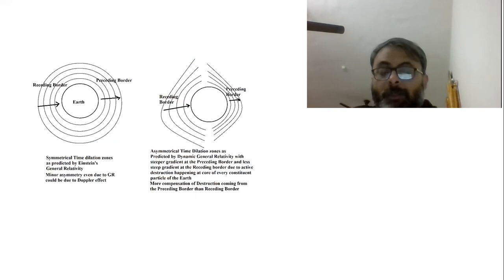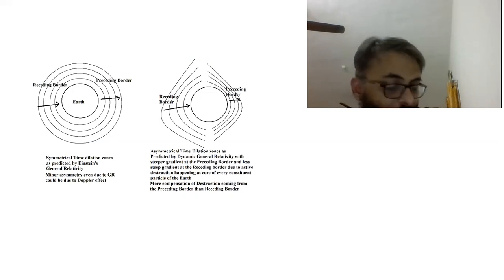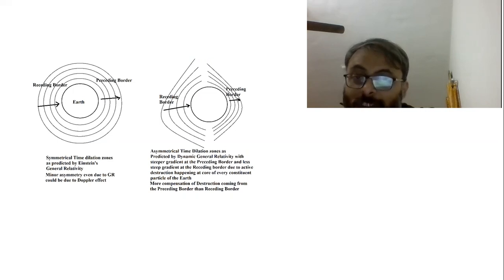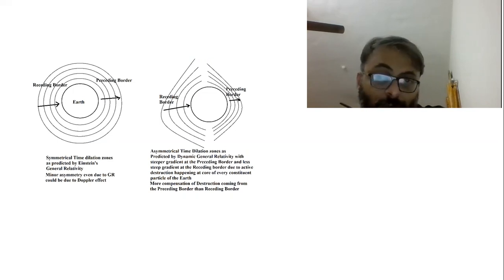But there are some predictions which are almost the same in general relativity and dynamic general relativity. And there are some predictions which are given only by dynamic general relativity. So these are the predictions which we have to look out for.